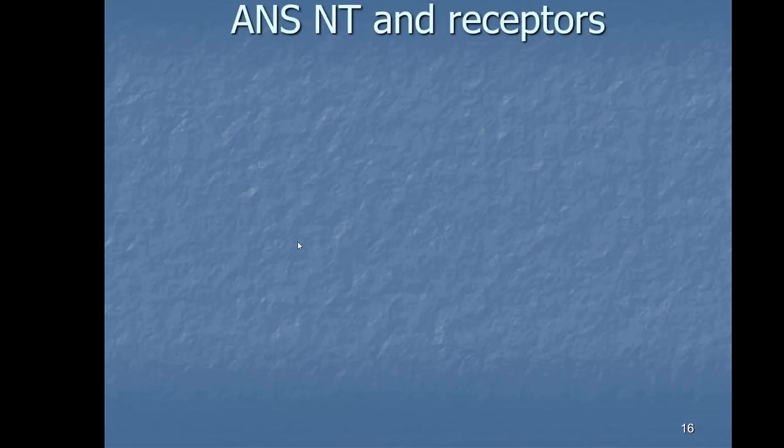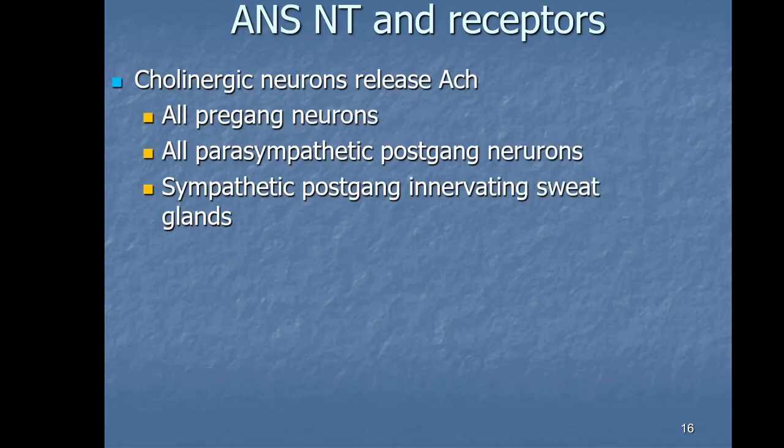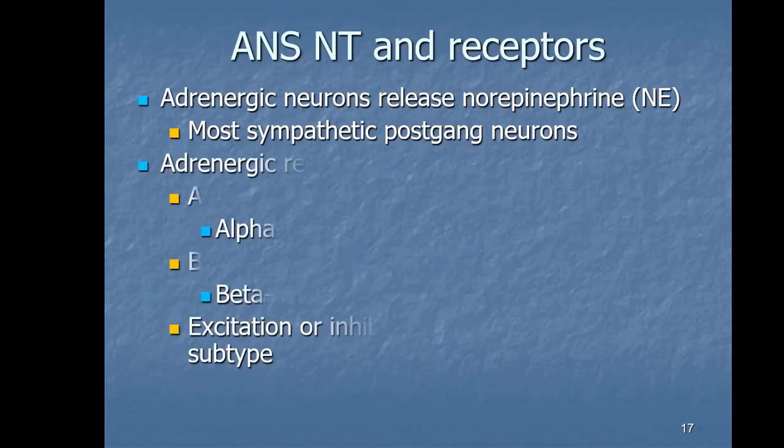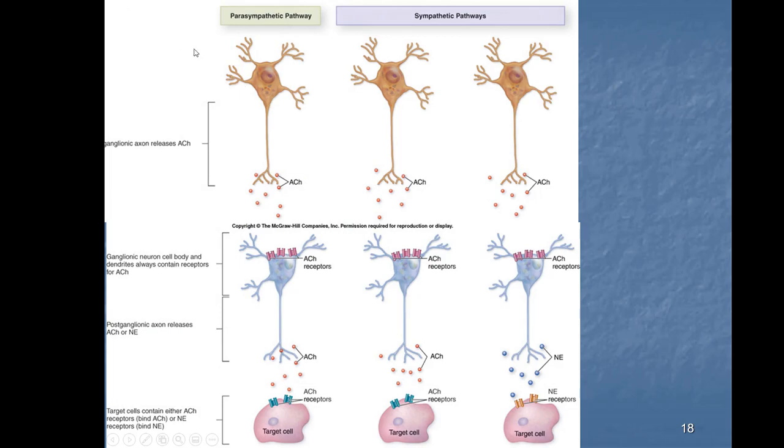All right, the last thing I'm going to cover is the neurotransmitters. There's a lot of text here, but I think I can sum it up really quick and then we can go back and look at the text. Preganglionic parasympathetic neurons always release acetylcholine. Same for sympathetic preganglionic neurons. So as a key point, all preganglionic neurons secrete acetylcholine as the neurotransmitter.